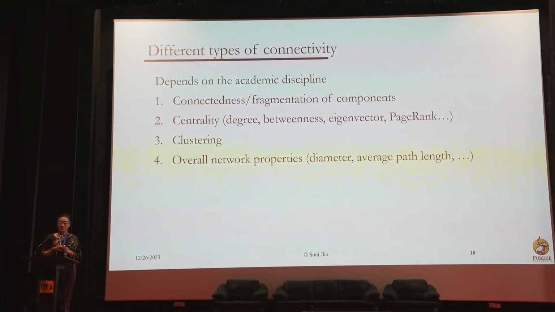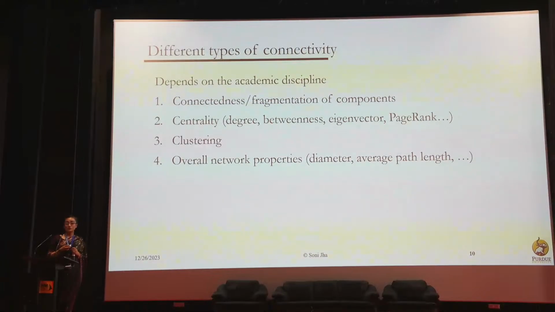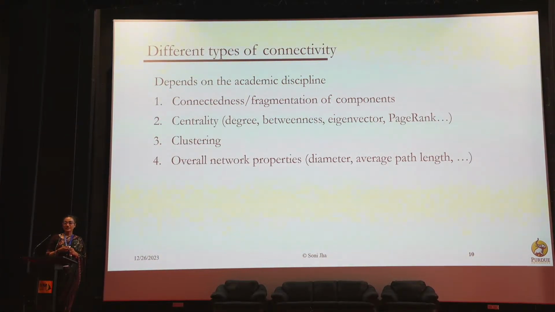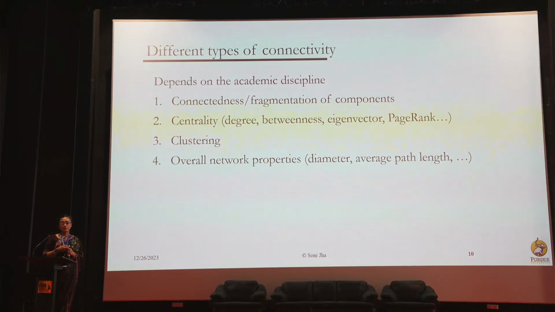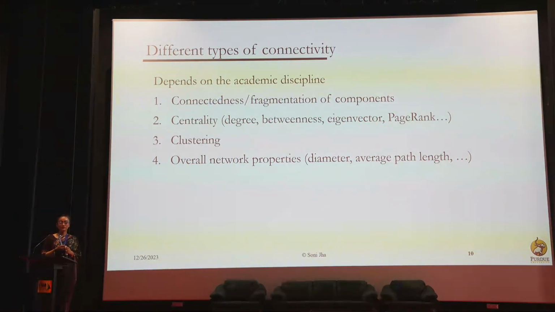there are different types of connectivity, and one thing that I would want you to remember is that what you end up using actually depends on the academic discipline that you are in a lot of the times, right? So number one, you have connectedness or fragmentation of components. This is a very core area of research in physics. This is where the small world properties and the scale-free networks and the power law distribution were discovered.